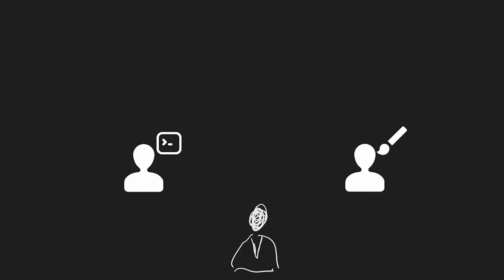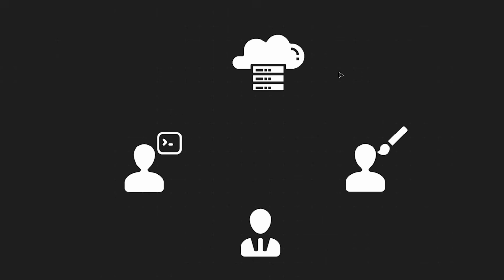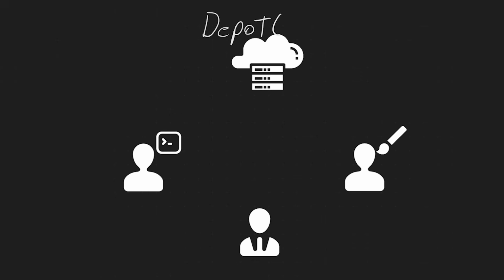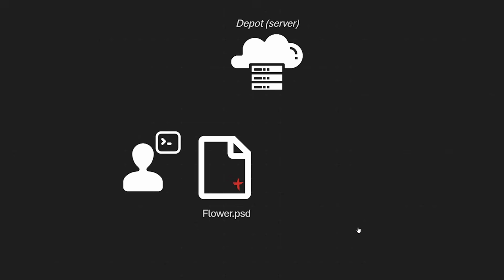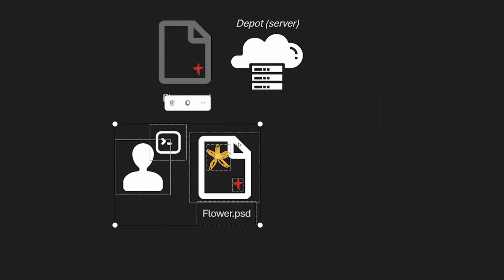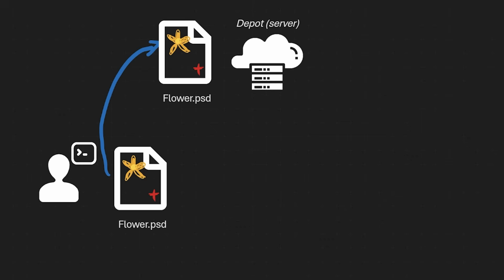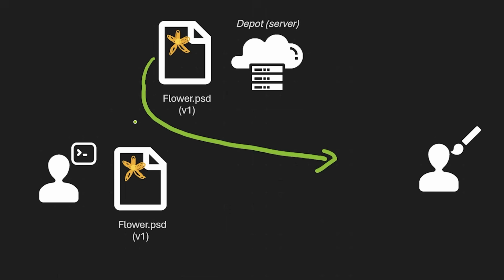Let's say we have a team of 3 developers and one place where they will store their files. We will call this place a depot, and it can either be a local or a cloud server. First, a file is created locally. Then, the developer adds the file to the depot. Next, the developer will continue to work locally. And when they are done, the file will be submitted, creating a version. After the file is uploaded, the team can update their local copy.